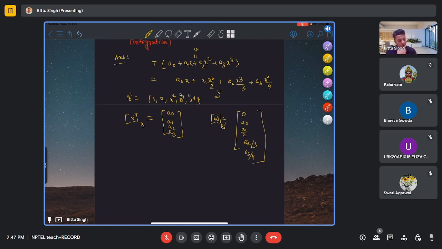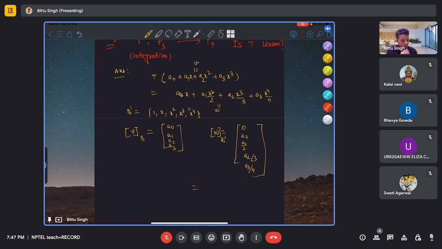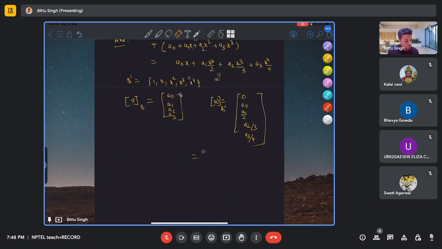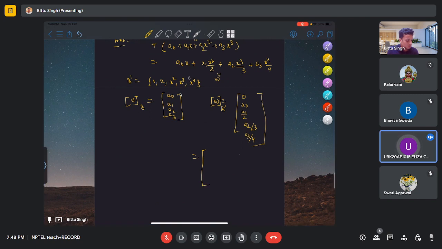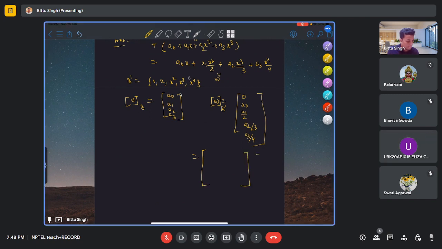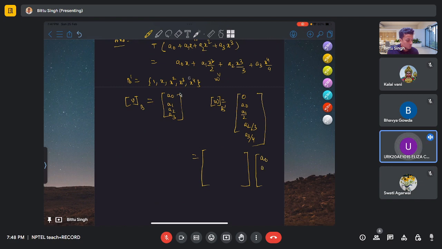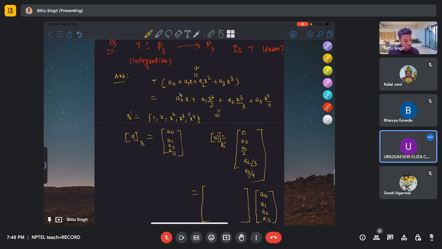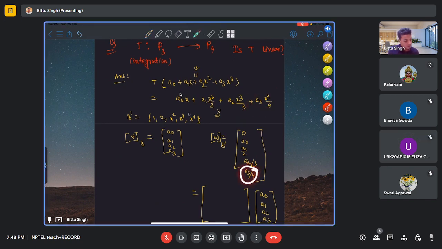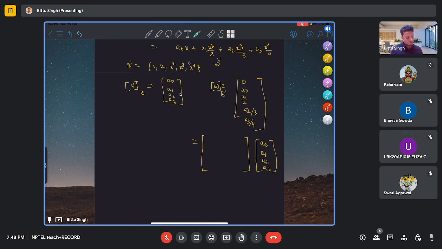So can you write W as some matrix multiplication with this vector? Can you write it? Last row would be 0, right, sir? You write it in the matrix form. There is A3 by 4, so that is what I have written. What will be the coefficient of x to the power 4? It is A3 by 4, right? Yes. That is what I have written.